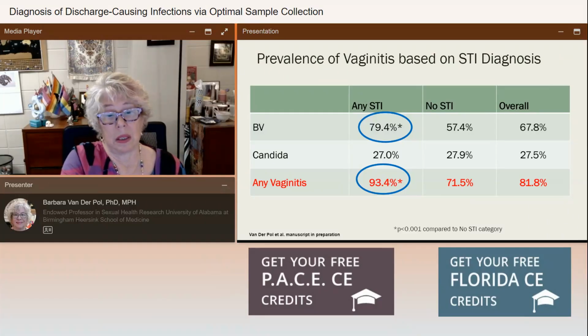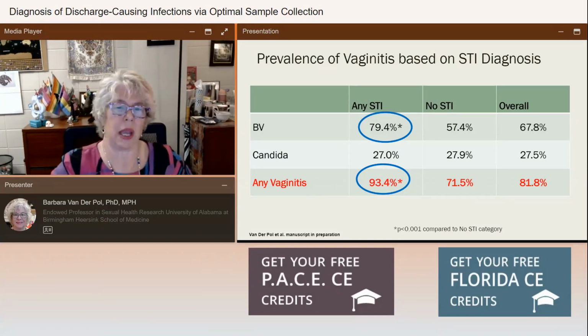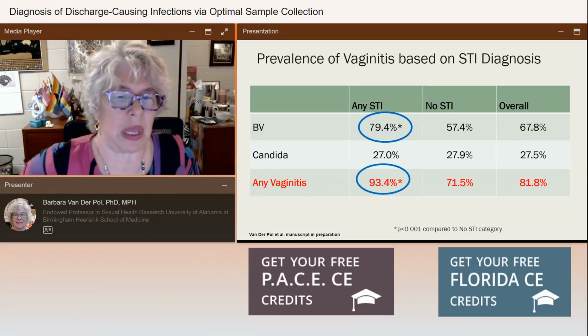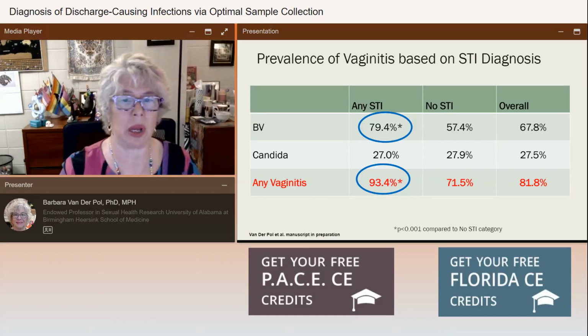But this is a newer study just reported this year. And in this study, if a woman had BV, 50% also had an STI. And if they had yeast, almost 50% had an STI. Now, I've had providers tell me, oh, if you have yeast, you can't have an STI because yeast is just caused because you were on antibiotics, so the STI would have to be gone.